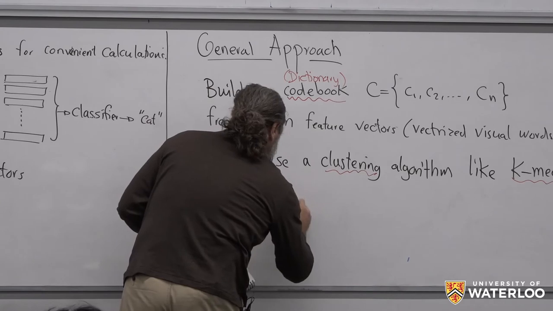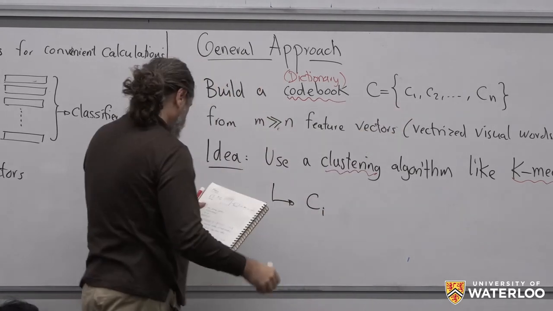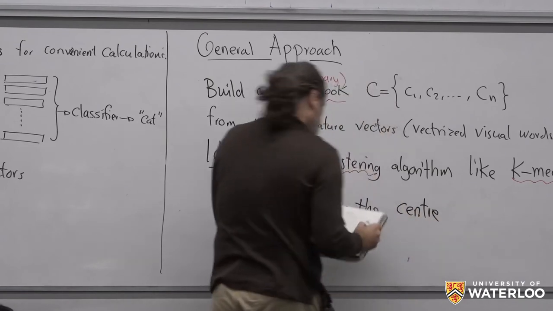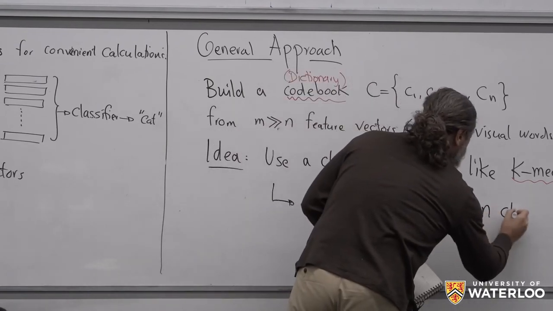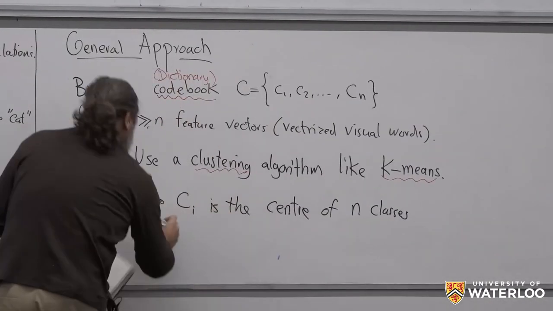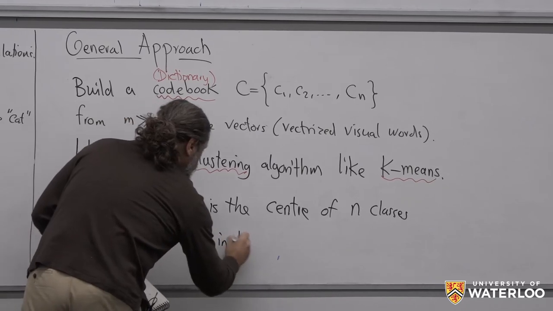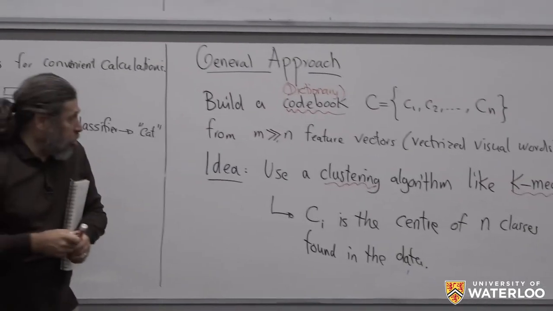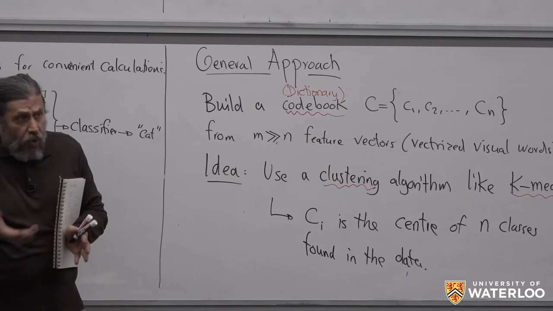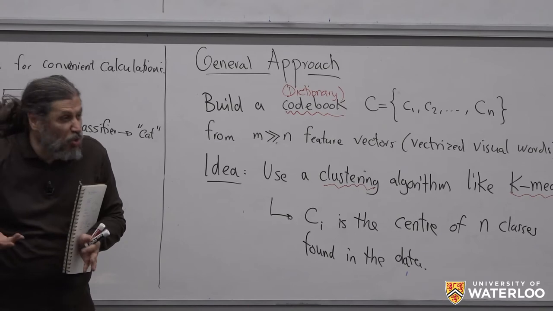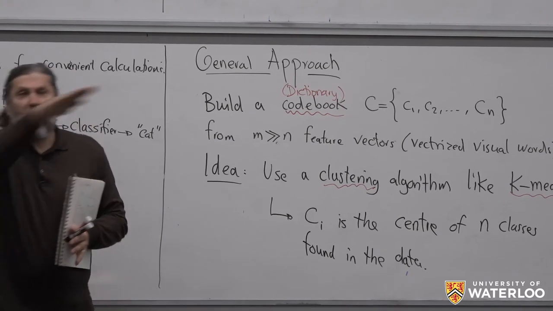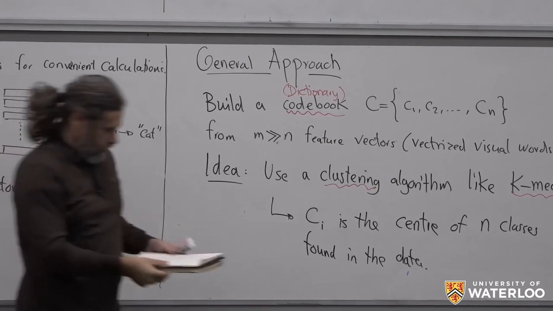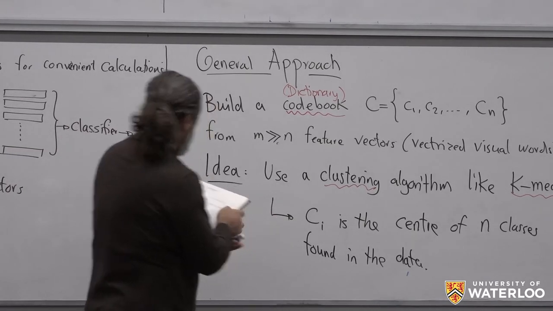So then if you do this, the Ci in my code book is the center of N classes found in the data. So you cluster everything you have, but then you don't want to work with the entire data. Maybe we go with the cluster center, with the prototype of each category, with the most typical horizontal edge, most typical vertical edge, most typical corner. Okay.